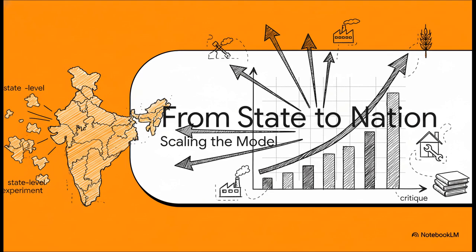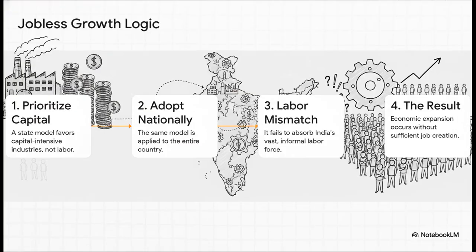So this brings us to the next big question. What happens when you take this state-level experiment, with all its successes and all its trade-offs, and try to make it a national blueprint after 2014? How does something like that even scale? Well, the source lays out the logic for something called jobless growth. And it goes a little something like this. First, you start with a model that really favors big, capital-intensive industries. Then, you take that model and apply it to a massive country with a gigantic labor force. What's the result? Well, you get economic expansion, sure, but you don't get nearly enough jobs for the millions of people entering the workforce every year.